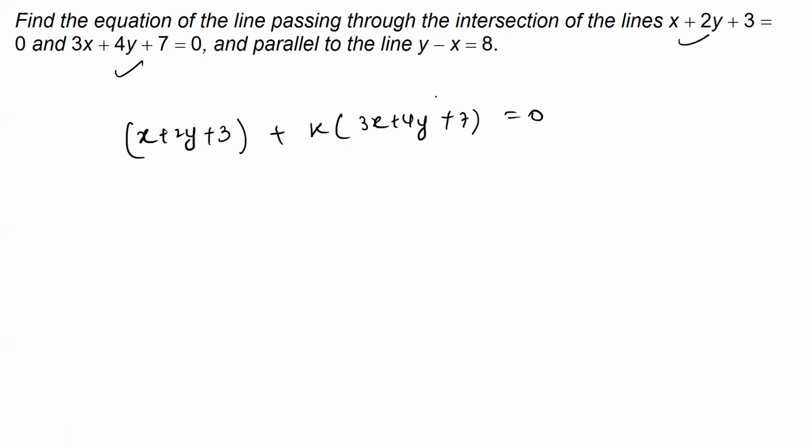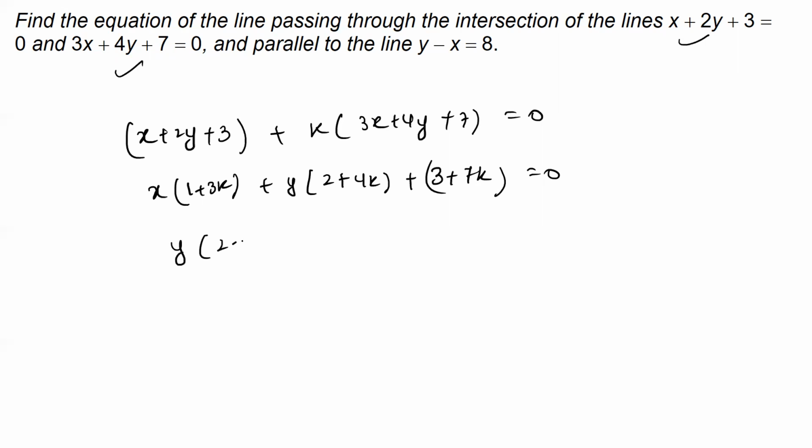We are told that this line is parallel to this line. That means both of these lines have equal slopes. So we find out the slope of this line first. Remember, for finding the slope, we need to write it in the form y = mx + c. So we first segregate. We take x common, we get 1 + 3k. We take y common, we get 2 + 4k, and 3 + 7k is the constant, equal to 0. Now take everything on the other side: y(2 + 4k) = -(1 + 3k)x - (3 + 7k).